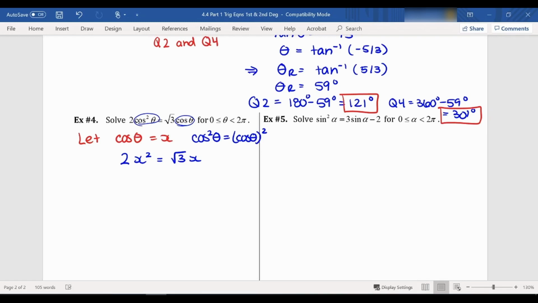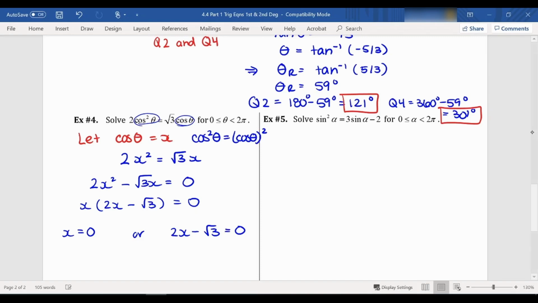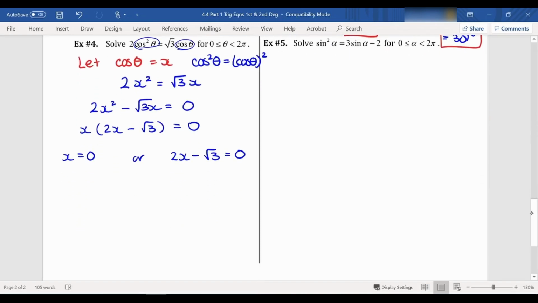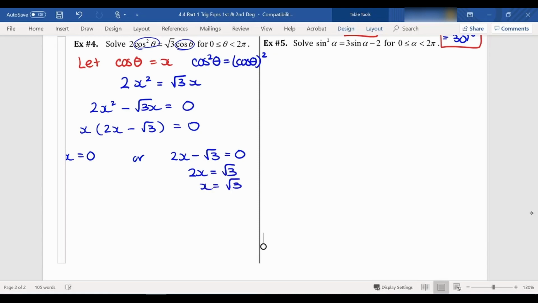Now, once I do this, I can solve this quadratic. So just a reminder, you cannot just divide by x. When you're solving a quadratic, your first step is move everything over to one side and then to factor. So if I subtract my root 3x from both sides, I would get this. Now I can factor an x out. So this means that either x is equal to 0 or 2x minus root 3 is equal to 0. X is equal to 0 is already solved. 2x minus root 3 is equal to 0, we can rewrite as 2x equals root 3, or x equals root 3 over 2.